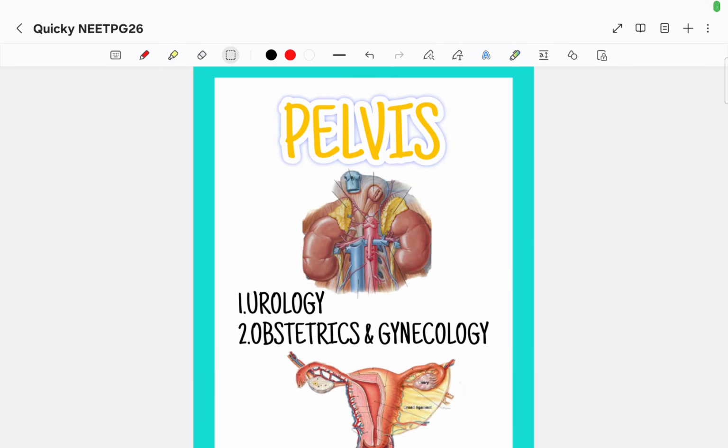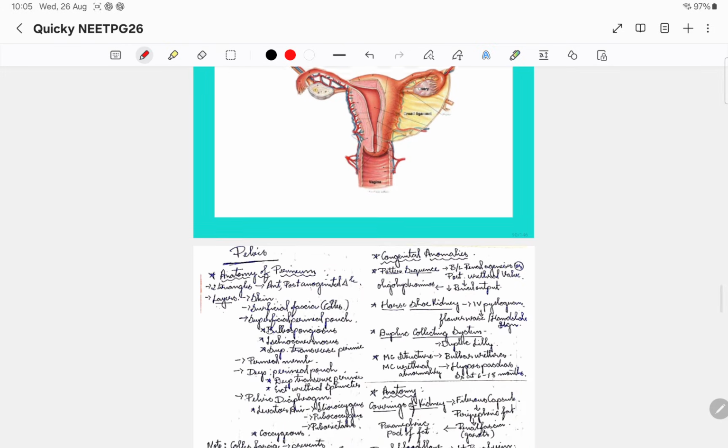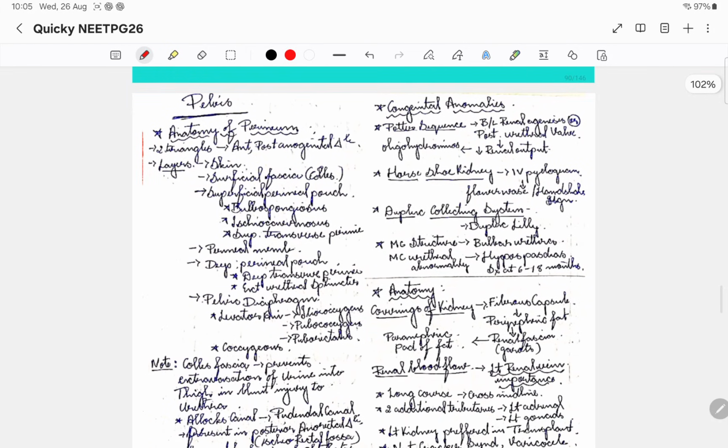Hello guys. So now that we are done with all the other parts of the body, the last part, that is the pelvis, we'll be discussing here. First I'll be discussing urology, then we'll discuss obstetrics and gynecology. To begin with, we'll start with a little bit about the anatomy of the pelvis.